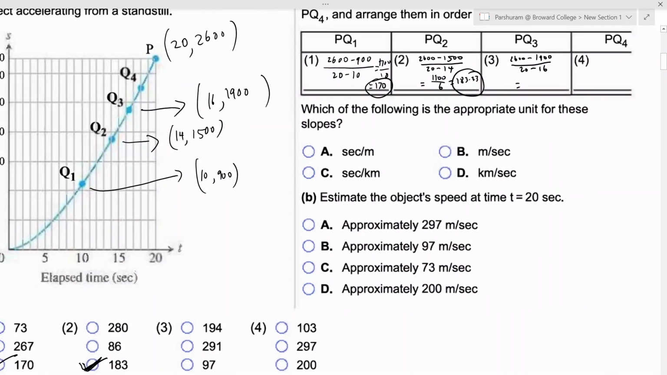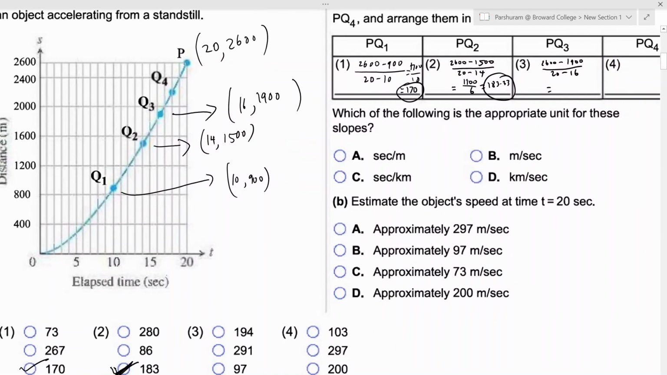Okay, for the Q3 it's 1600, 17, 18, 19, and that is 15, 16. So 2600 minus 1900 is 700, and 20 minus 16 is 4. So 700 divided by 4 is 175. But I don't have 175 here, so I'm going to choose which is close to 175, that is 194.